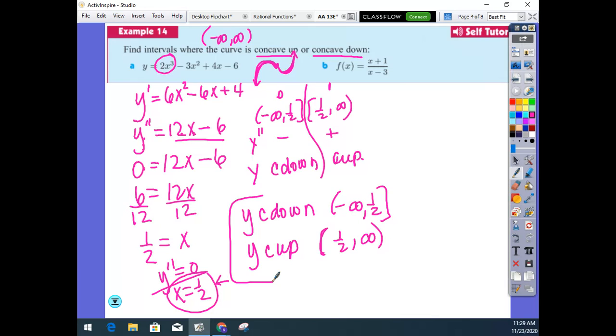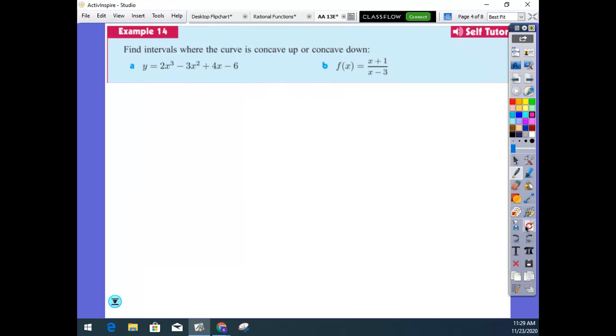Letter B is just our quotient rule. So I'm going to clear off the screen. This one's a little bit longer. So now I have f prime of x equals, how do we do the quotient rule? Square the bottom. And it's the bottom times the derivative of the top, which is just 1, minus the top times the derivative of the bottom, which is also 1.